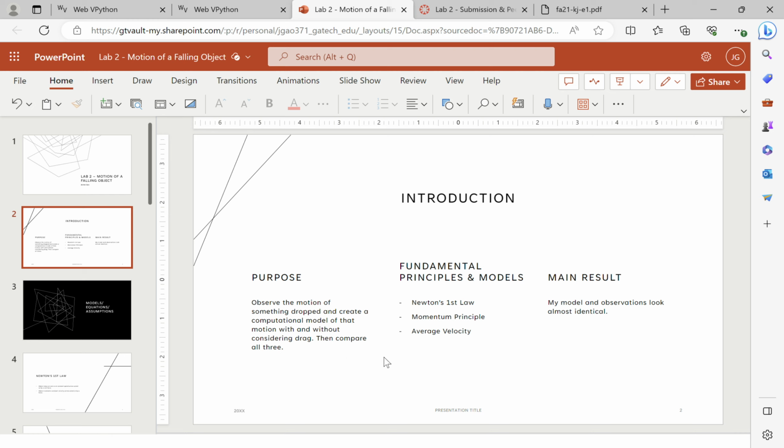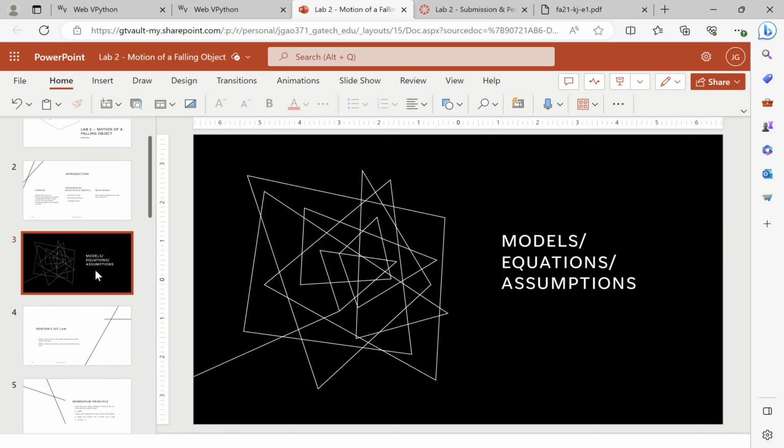Some fundamental principles and models I used were Newton's first law, the momentum principle, and the definition of average velocity. The main result that I got was that my computational model that accounts for drag and my observations look almost the same. So now more into the model's equations and assumptions I used.